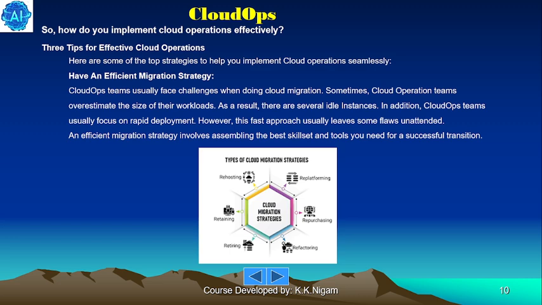Cloud ops teams usually face challenges when doing cloud migration. Sometimes cloud operations teams overestimate the size of their workload. That is because they did not foresee what kind of impact it is going to have. That is why these types of problems come up. As a result, there are several idle instances. In addition, CloudOps teams usually focus on rapid deployment. However, this fast approach usually leaves some flaws unattended. An efficient migration strategy involves assembling the best skill set and tools you need for a successful transition.